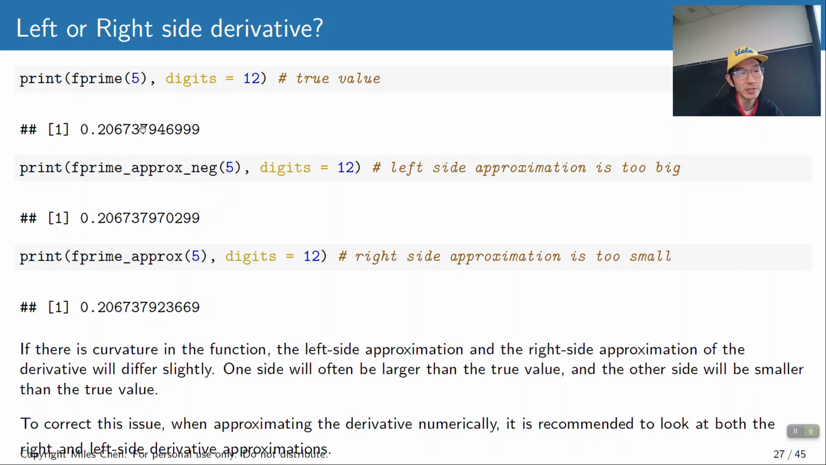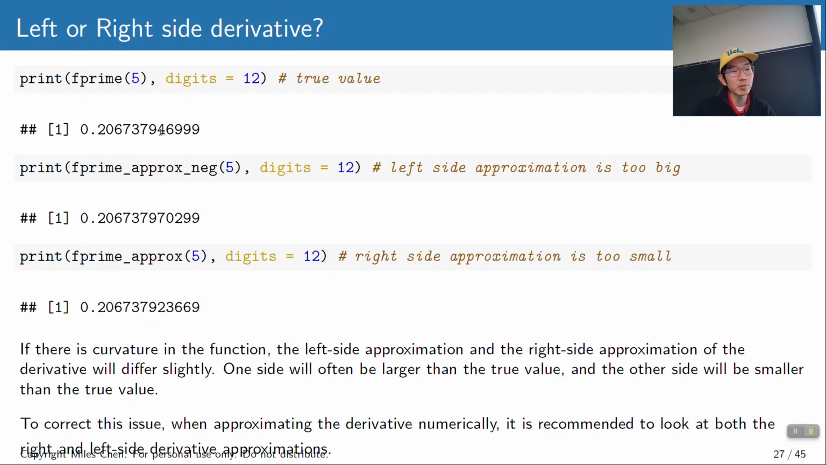If you look at this, all of these are accurate up to around 7 places after the decimal, but let's look at the last few digits. The left-hand side derivative approximation is a little bit too big, 737970299, and the right-hand side approximation is a little bit too small, 737923669, versus the actual value, 73794699. So we're ending up at 7 versus 2, and the actual value is around 4.